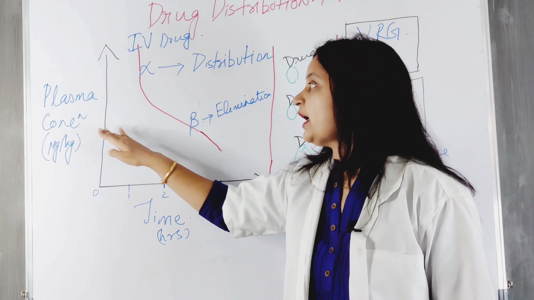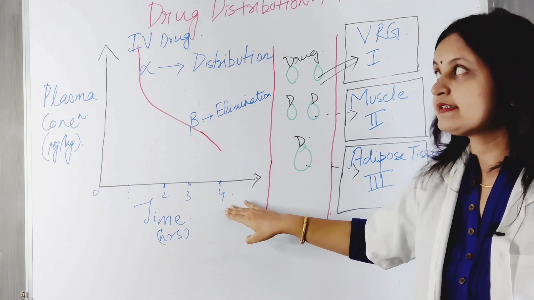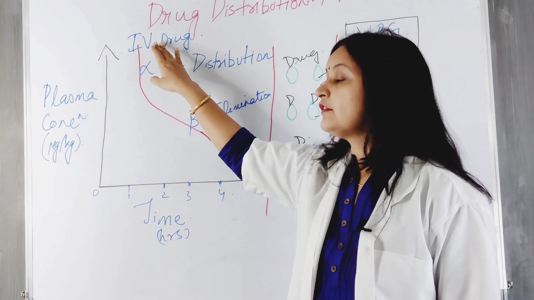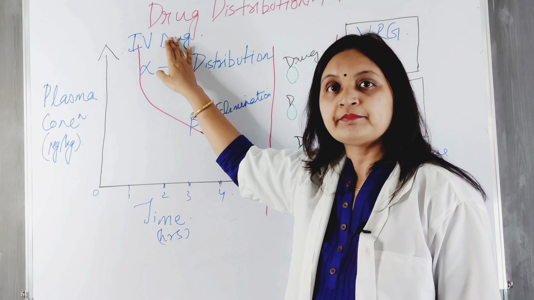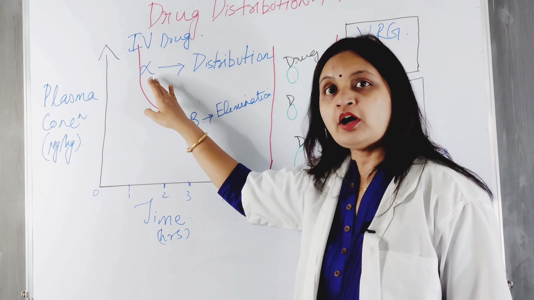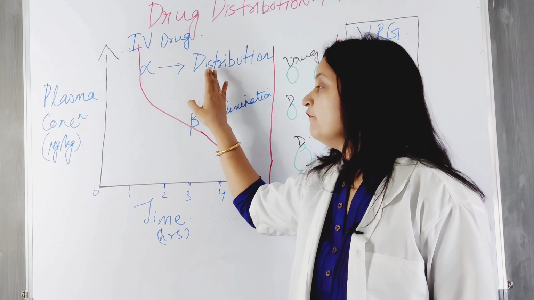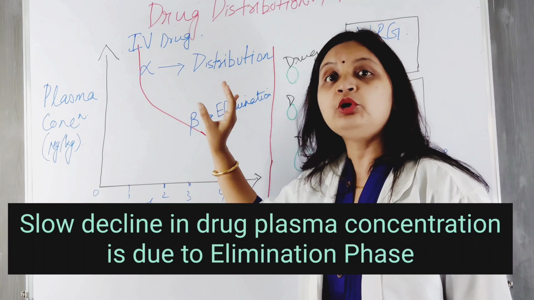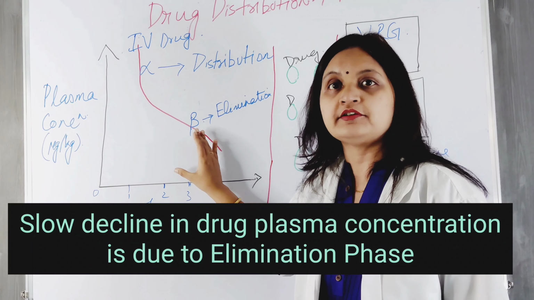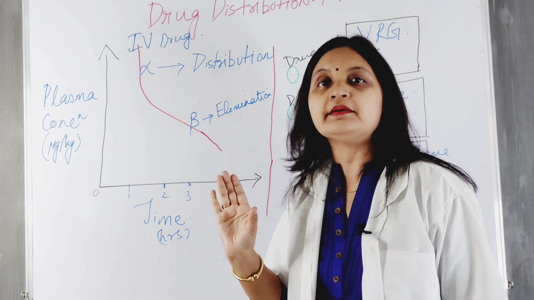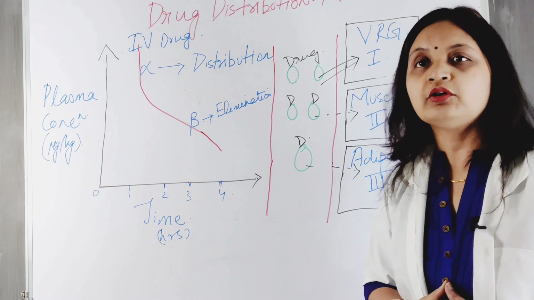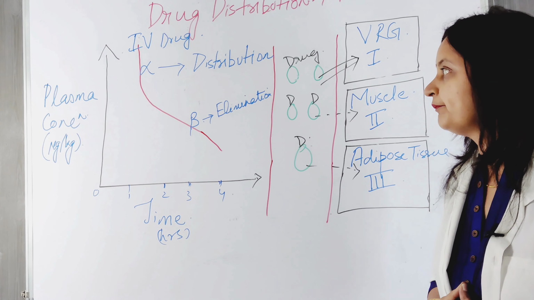On a graph, if the plasma concentration is plotted against time, initially the plasma concentration of the drug is very high. This is followed by a rapid fall in plasma concentration, and this is due to the distribution phase, which in turn is followed by a slow decline in plasma concentration, and this is due to elimination. So this was about the drug distribution model.